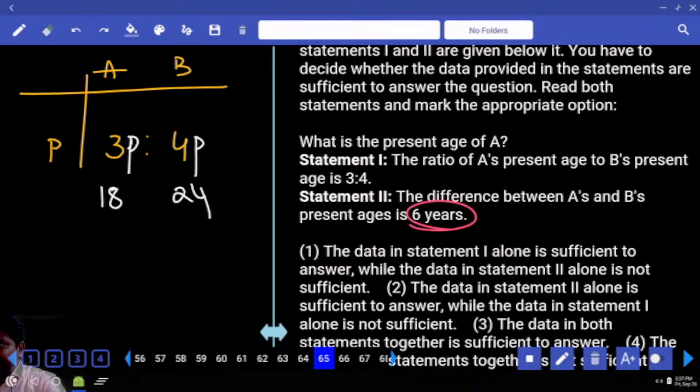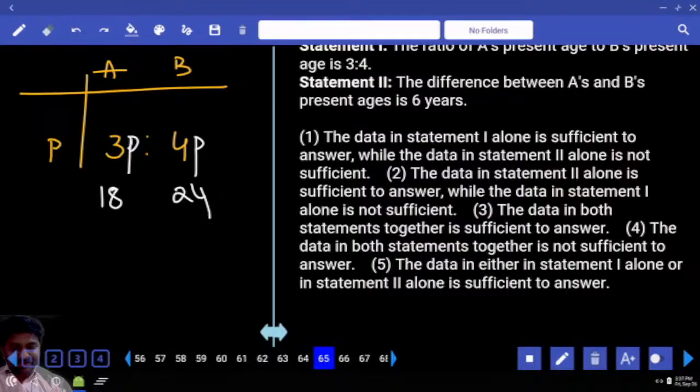So can we answer the question using the first statement alone? No. The second alone? No. When can we answer? Both statements are required to answer the question. Third option is the answer.